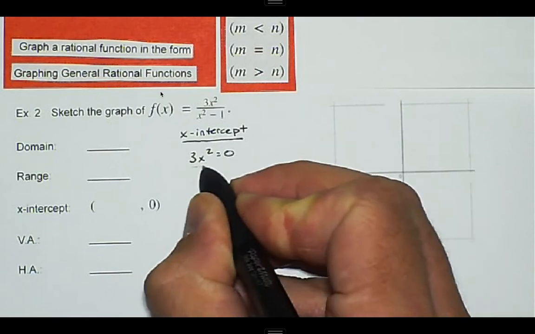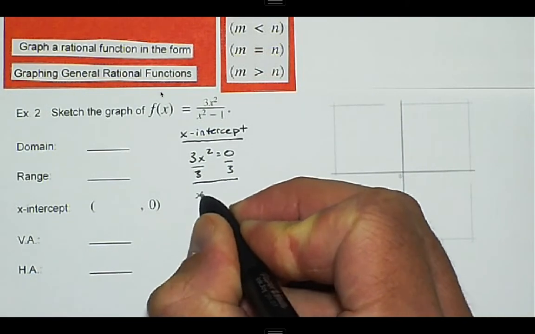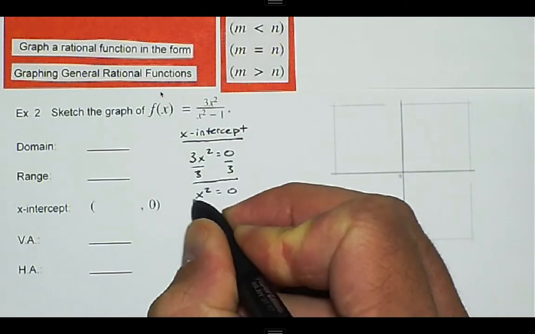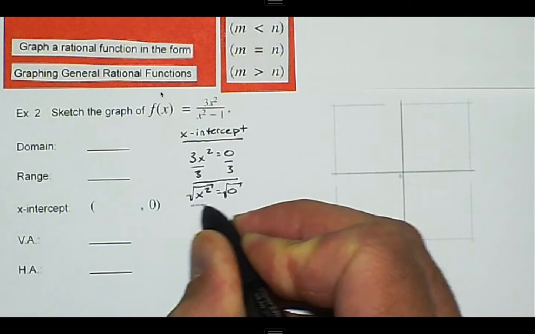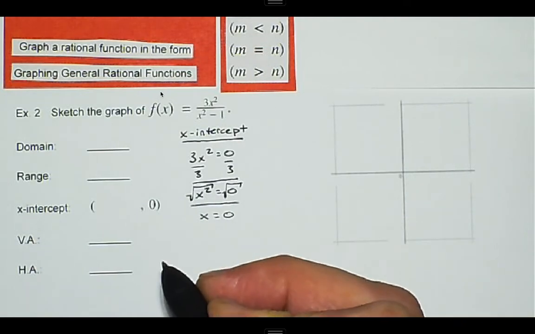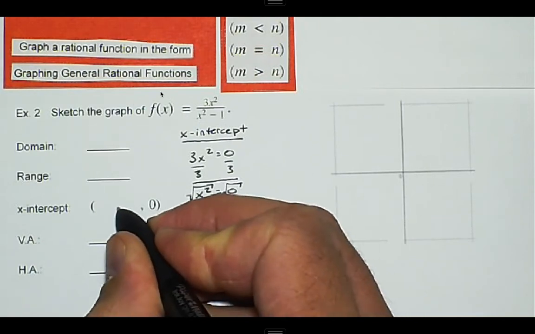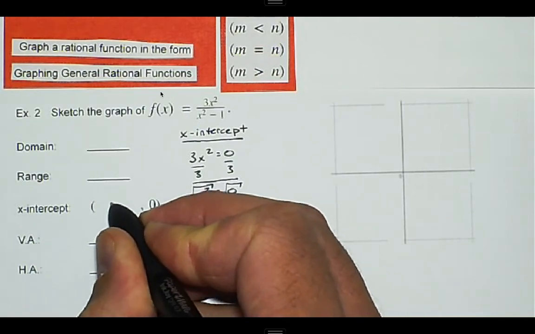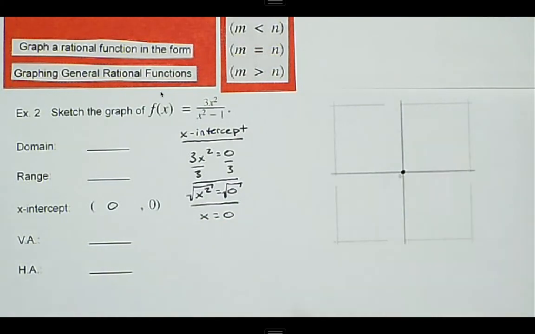And we divide both sides by 3. So we still get x squared is equal to 0. And then we can take the square root, and we get x is still equal to 0. So we have our x-intercept at (0, 0). So we know that that will be a point on our graph.